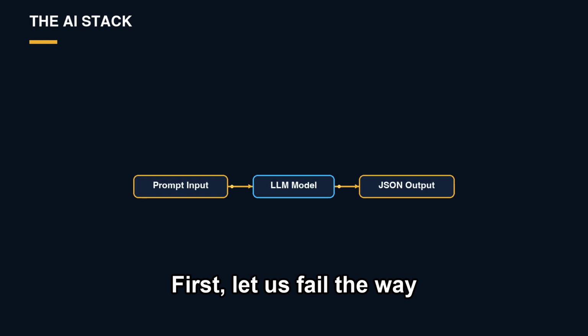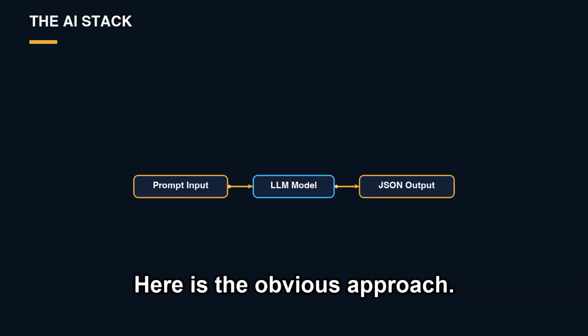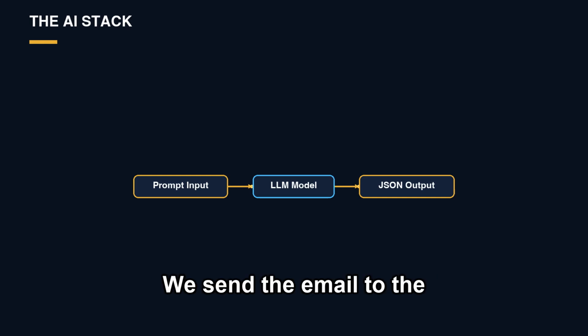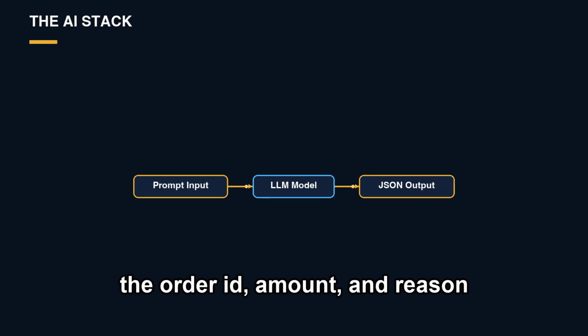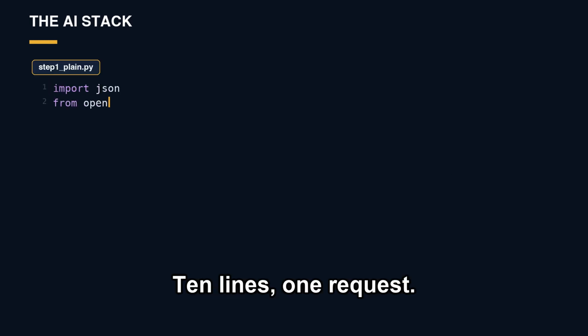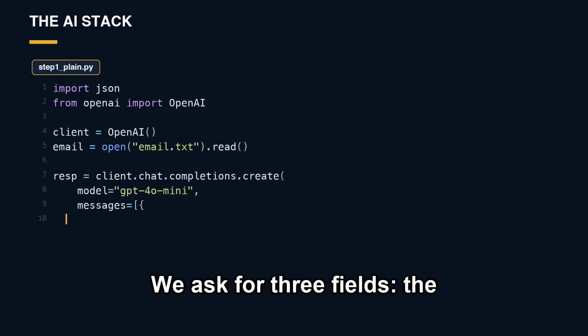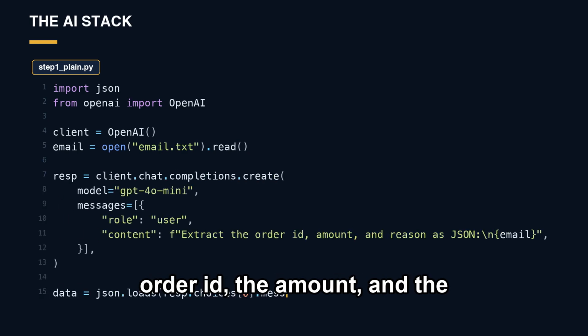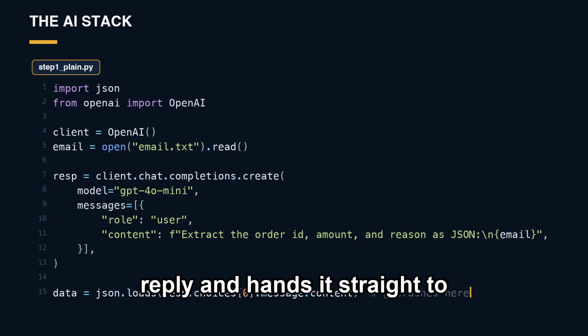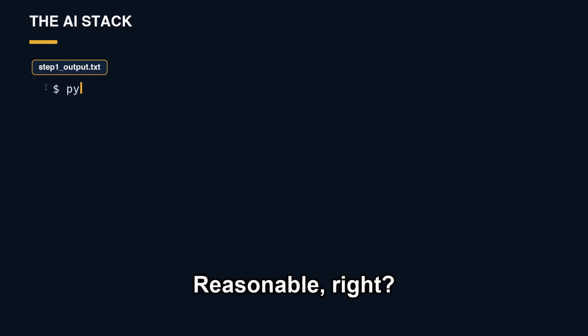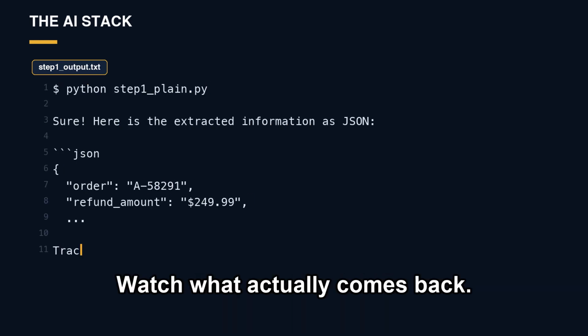First, let us fail the way everyone fails on day one. Here is the obvious approach. We send the email to the model and just ask nicely, extract the order ID, amount, and reason as JSON. 10 lines, 1 request. We ask for 3 fields, the order ID, the amount, and the reason. That last line takes the model's reply and hands it straight to a JSON parser. Reasonable, right? Watch what actually comes back.